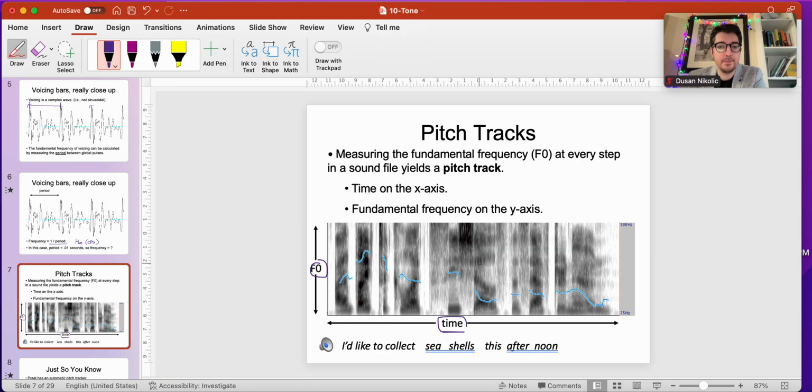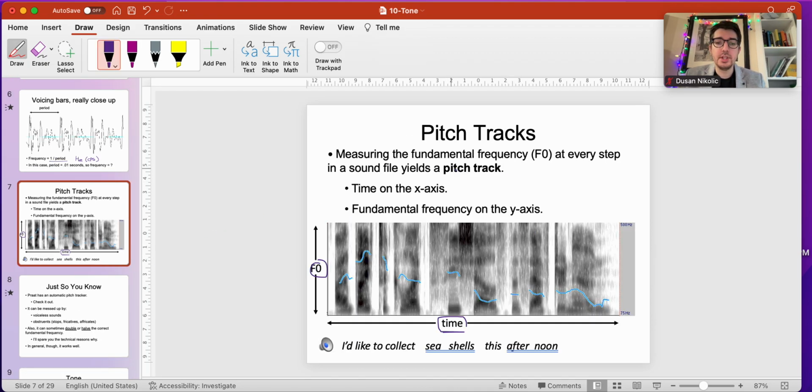And here I wanted to say that I will be using fundamental frequency and pitch interchangeably for now, but you should know the difference, and you will find out the difference in a second. So pitch is measured by measuring the fundamental frequency at every step in a sound file. So as I said, every glottal pulse. Time is shown on the spectrogram on the x-axis, and fundamental frequency on the y-axis.